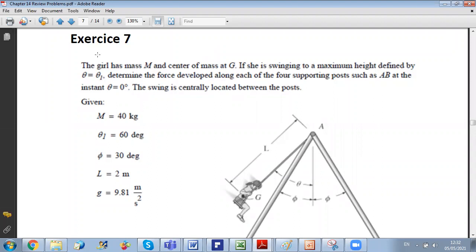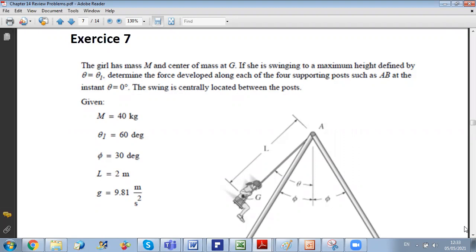The girl has mass m and center of mass at G. If she is swinging to a maximum height defined by theta equals theta 1 equals 60 degrees, determine the force developed along each of the four supporting posts, such as AB, at the instant theta equals 0. The swing is centrally located between the posts.